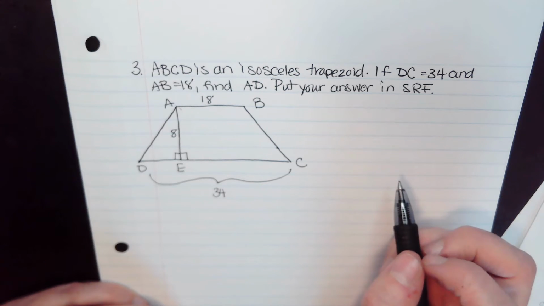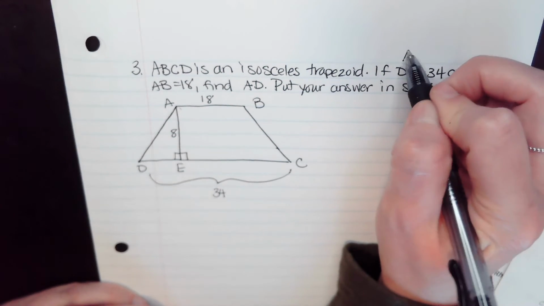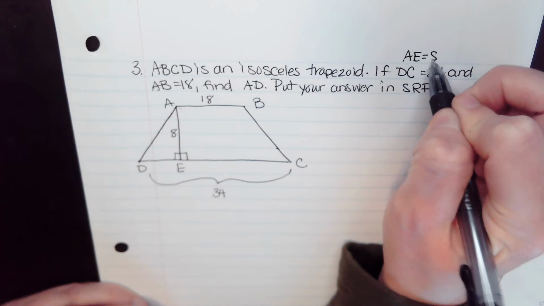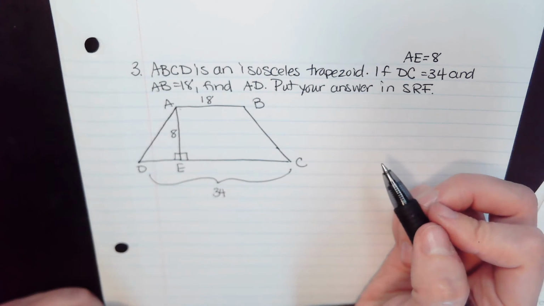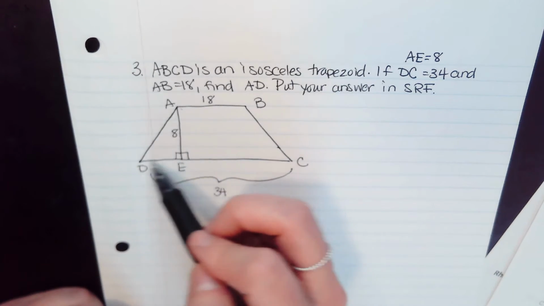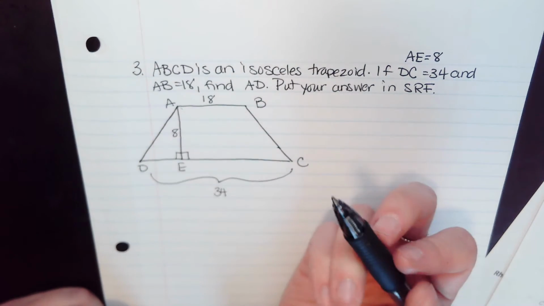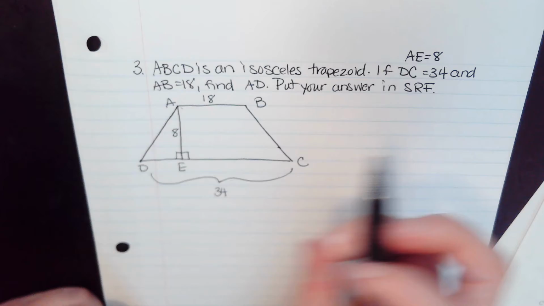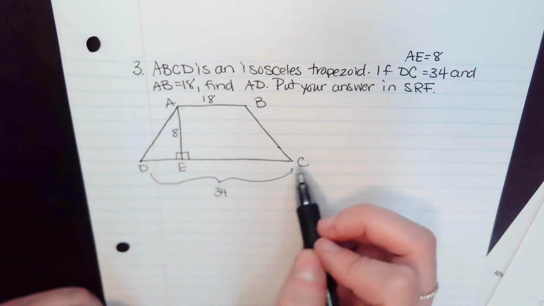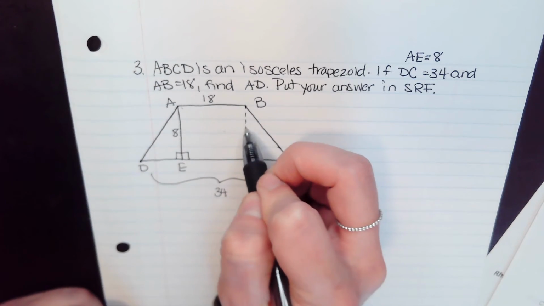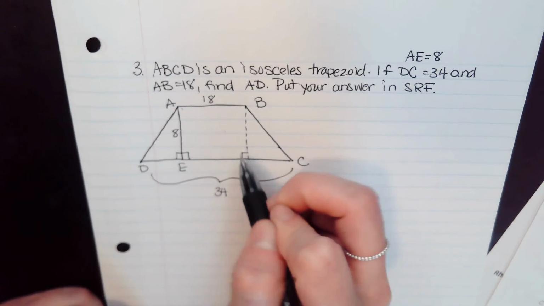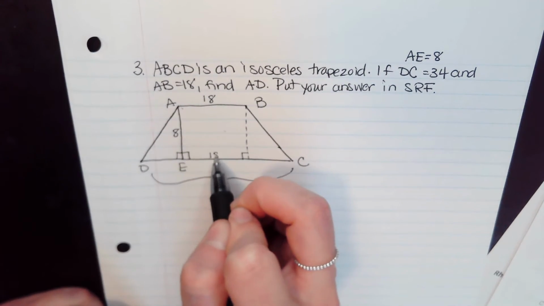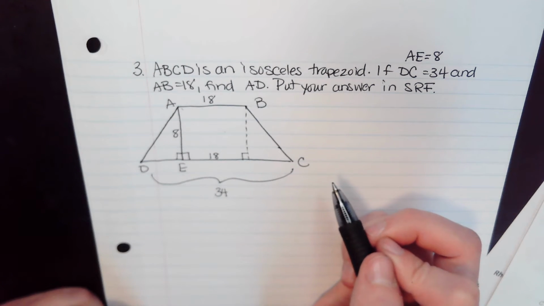So now if I want to find, I'll put that right here so you know that was given. AE equals 8. So now I'm looking for something to find. I see a right triangle, but I only know 1 out of the 3 sides, so that doesn't help. Now I know this is 18 and this is 34. What if I drop this other perpendicular right here? Then I know this over here would also be 18.